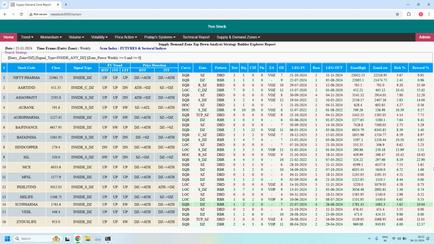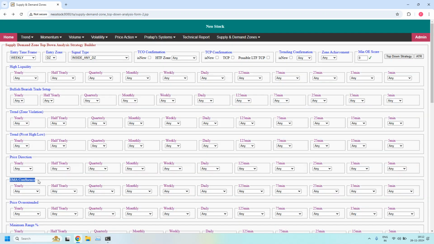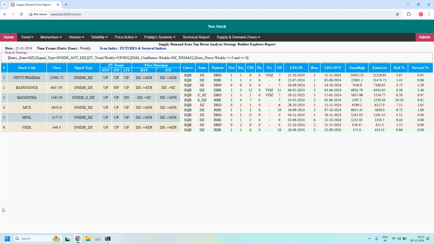Okay, out of these 16, how many are having weekly EMA Confluence? The demand zones with weekly EMA Confluence, let's filter. In the EMA Confluence, weekly time frame, weekly demand zone with weekly EMA Confluence. And this should be either up or down, not sideways. So in the trend, zone violation trend, weekly time frame, I am selecting up or down trend. Let's filter. We got 6. So these 6 weekly demand zones are having weekly EMA Confluence.